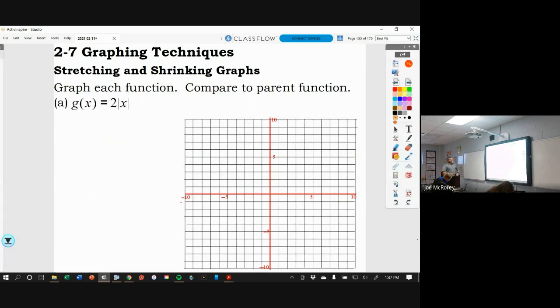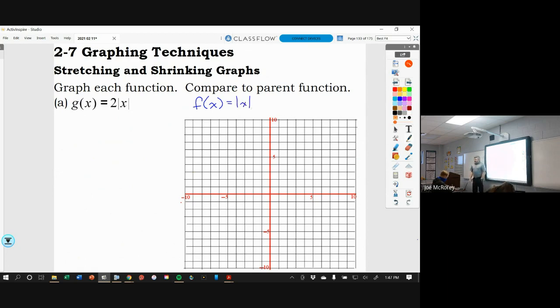We're going to graph g of x is equal to 2 absolute value of x and compare that to the parent function. So since we are comparing that to the parent function, what I would like to do is graph the parent function first. I'm going to graph the parent function, call it f of x, because that's different from g. And you tell me, what is the parent function? The absolute value of x.